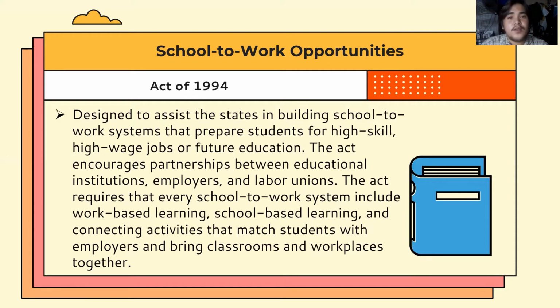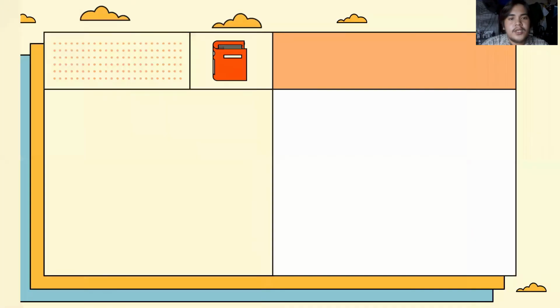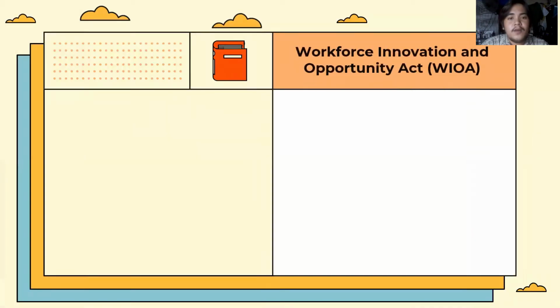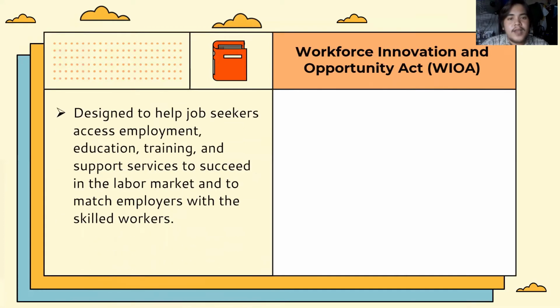Aside from the School to Work Opportunities Act, President Obama signed the Workforce Innovation and Opportunity Act, or WIOA, into law way back in 2014. The Workforce Innovation and Opportunity Act is designed to help job seekers access employment, education, training, and support services to succeed in the labor market and to match employers with skilled workers.